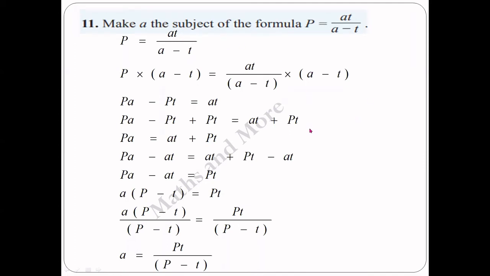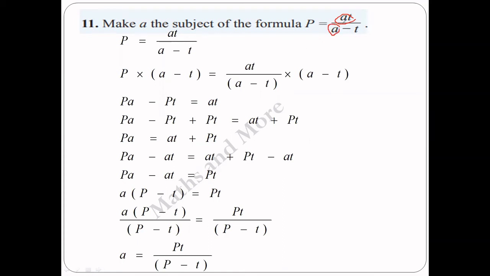Make A the subject of the formula. I got most of the difficult questions of the first exercise. Make A the subject of the formula P equals AT over A minus 1. In this one also, A is in two places, like the earlier one. You have to get all the A's to one place.